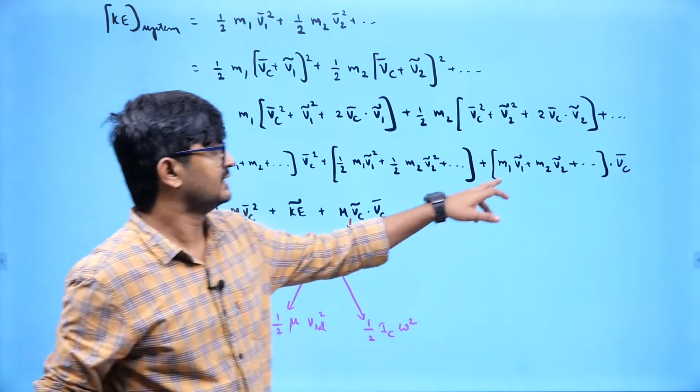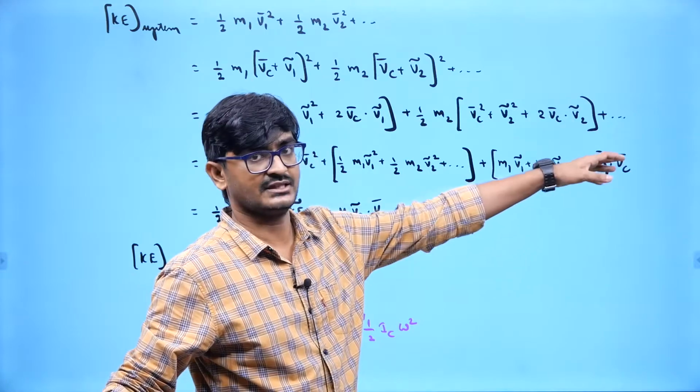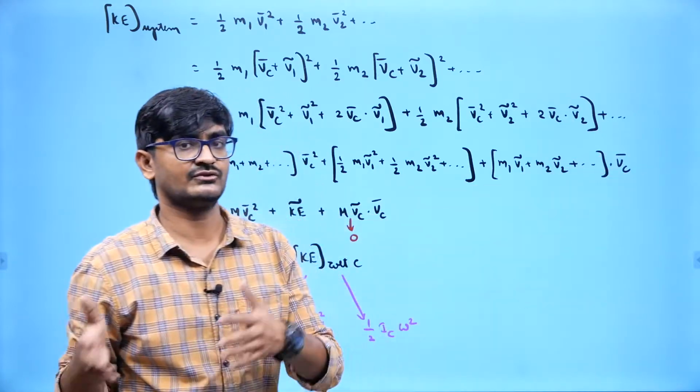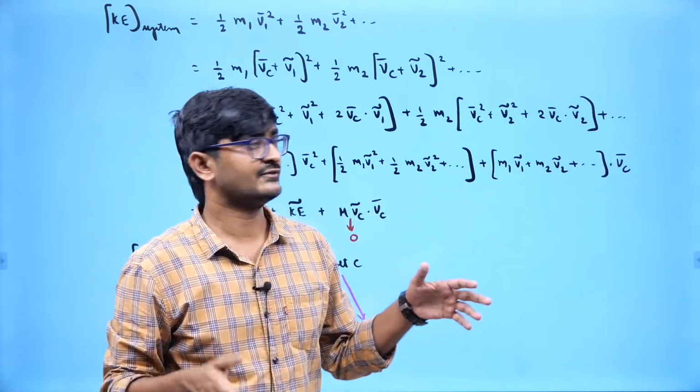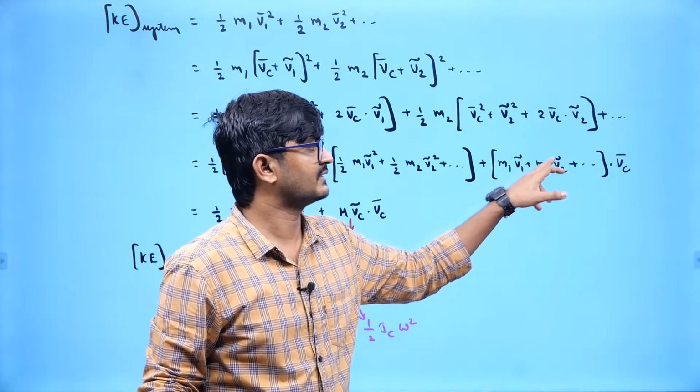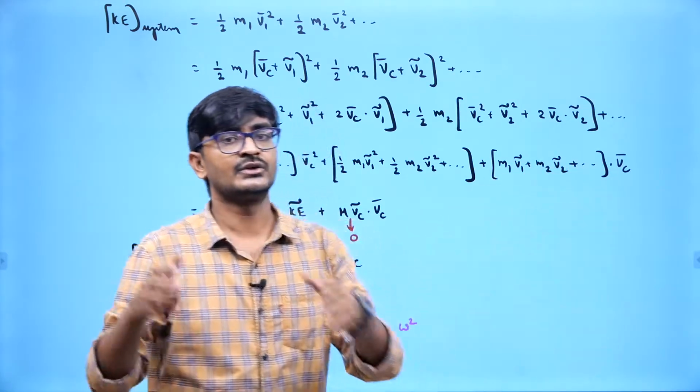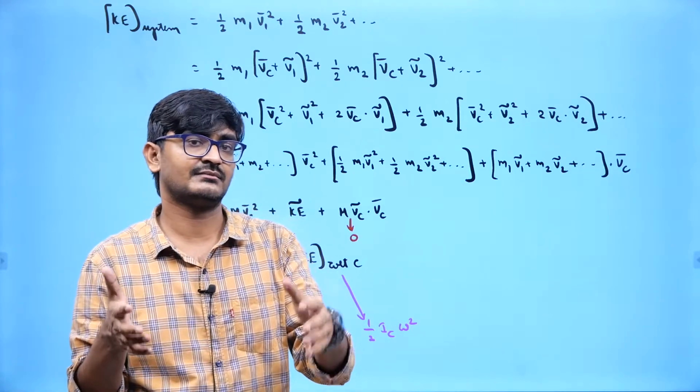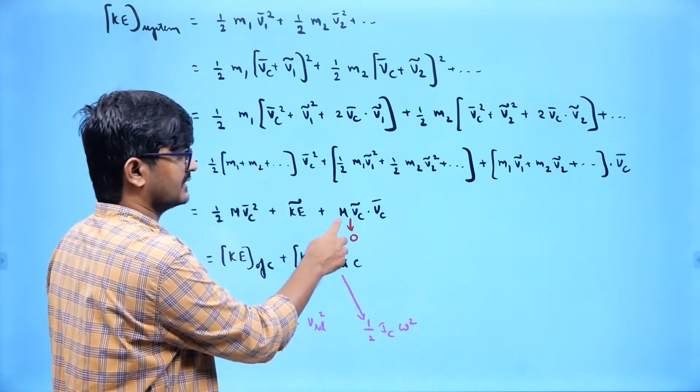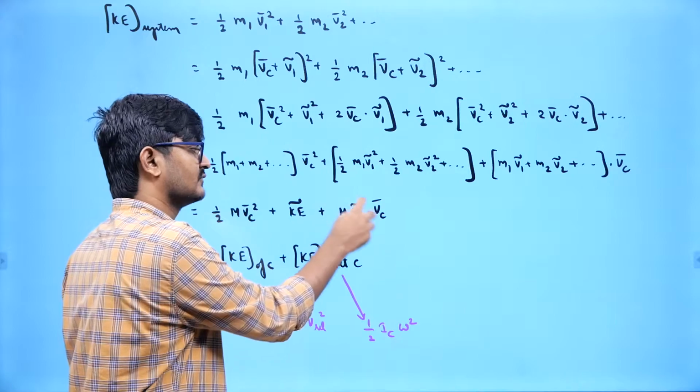Now what about this? This is m1 v1 bar plus m2 v2 bar plus m3 v3 bar and so on, right? So that is total mass into velocity of center of mass. But in which frame? It is v1 in the center of mass frame, v2 in the center of mass frame. So totally I will get total mass into velocity of center of mass in the center of mass frame, which is going to be 0.